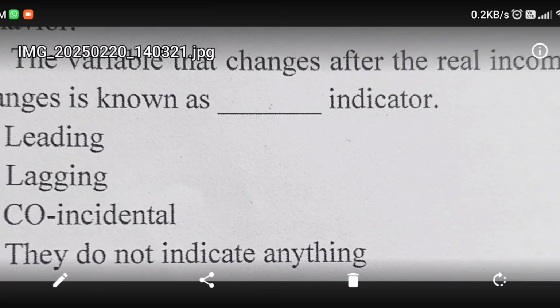The variable that changes after the real income changes is known as the dash indicator. B, lagging indicator. Lagging indicators are the economic indicators that change after the overall economy has already changed. They reflect the economy's performance over time and are used to confirm the trends suggested by the leading indicators. So B is the right answer.